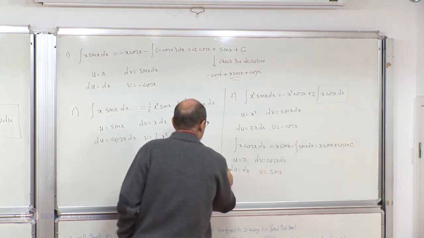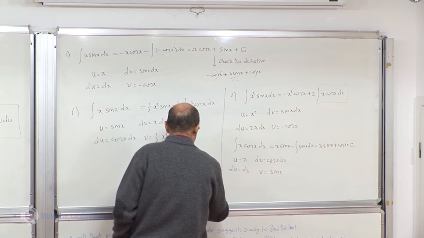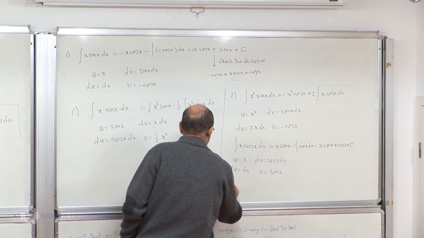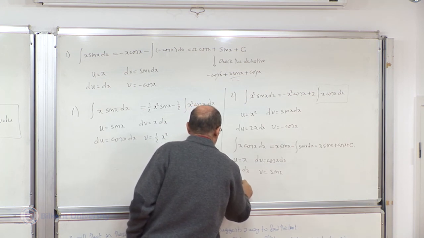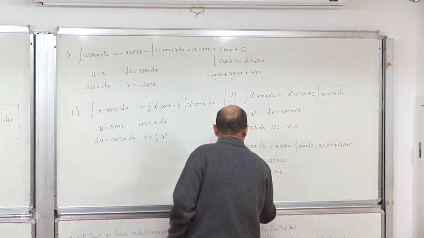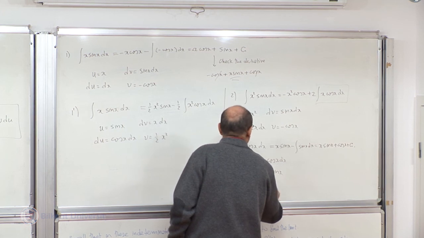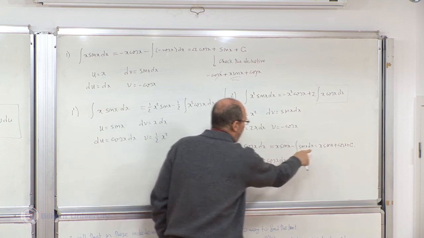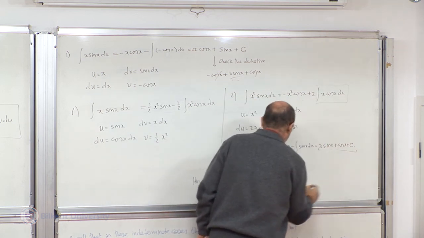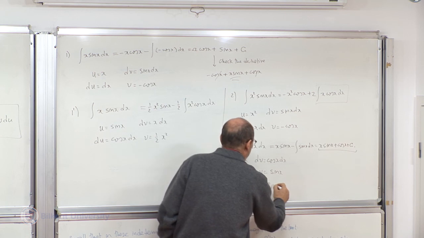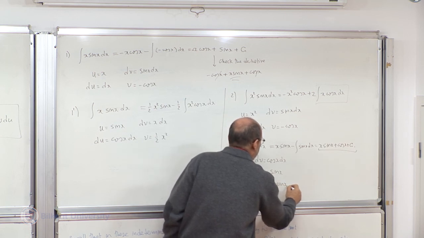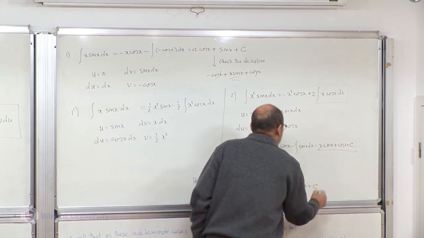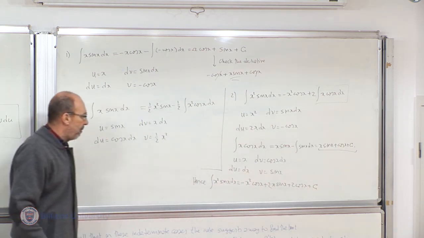Okay, so let us say I have this integral, the integral of x squared sine x dx. It's equal to minus x squared cosine x plus 2 times this thing, 2x sine x plus 2 cosine x, plus 2 times c, where c is just an arbitrary constant.